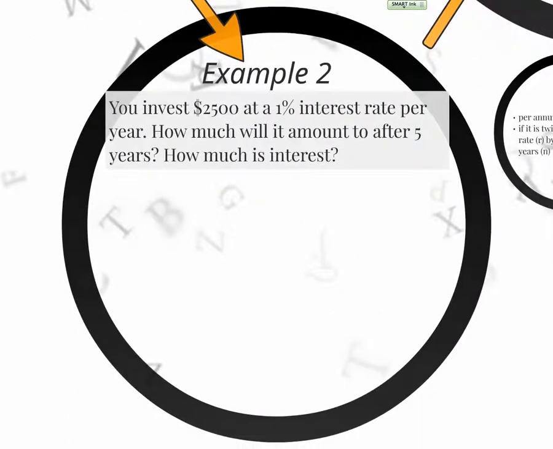All right, our next example is dealing with finances. So you invest $2,500 at a 1% interest rate per year. How much will it amount to after 5 years? And then, how much is interest?